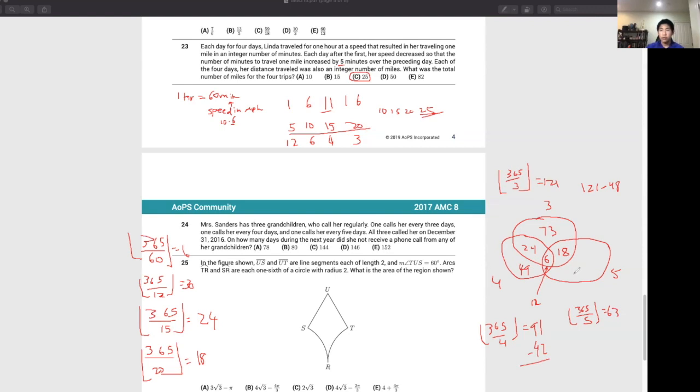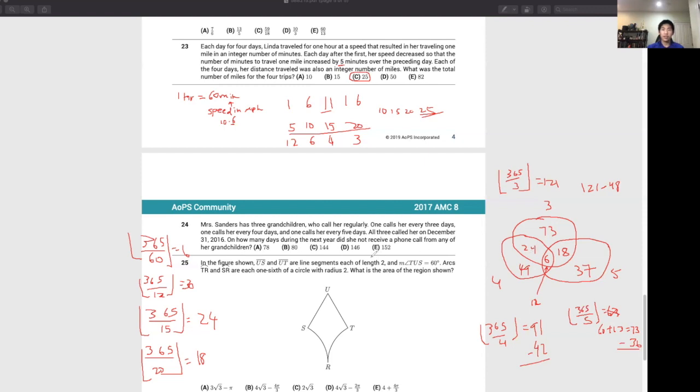Yeah. And is that right? No, that's not right. We have 60 plus 13, it is 73. We have 18, 6, and 12 already accounted for, that's 36. So we'll subtract 36, and that means that there are 37 more. So this is the total number of days that at least one grandchild called.